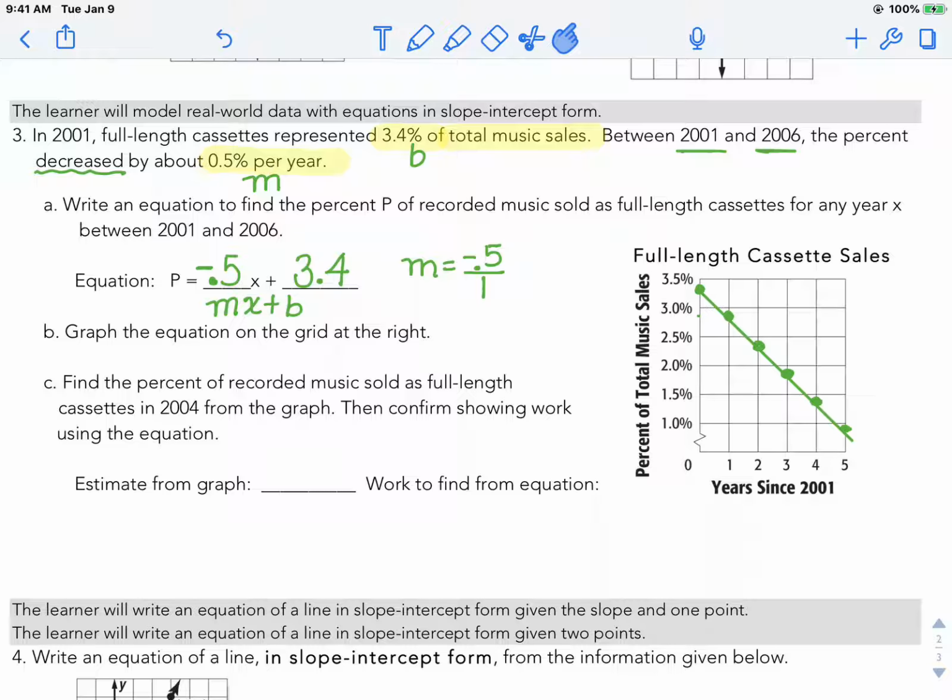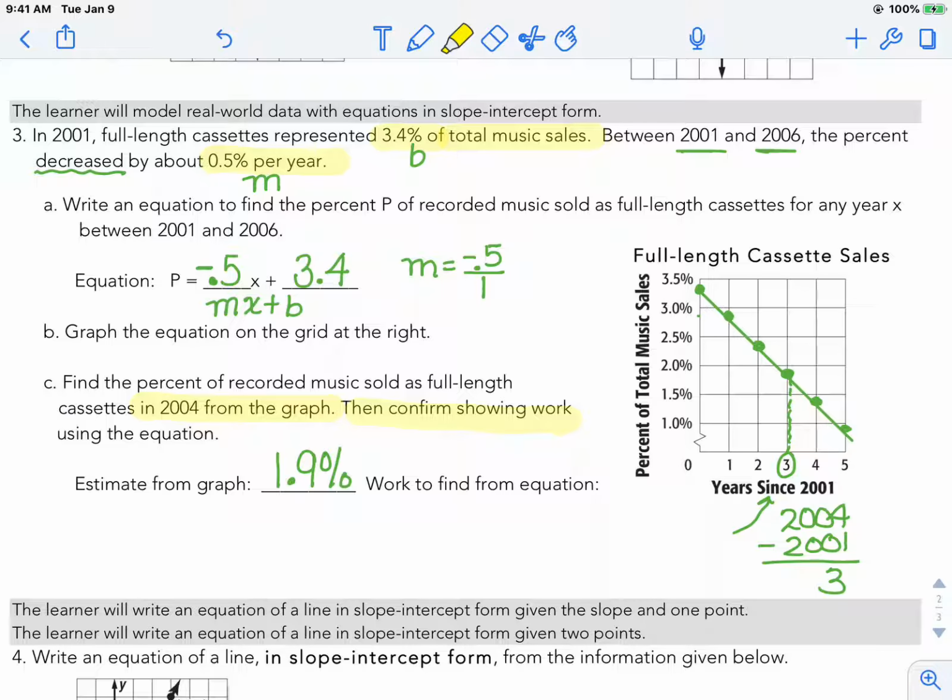Then part C. Part C, they first want me to check the graph because it says find the percent of recorded music sold as cassettes in 2004 from the graph. Now the graph nowhere here says 2004, but the bottom says years since 2001. So year 0 was 2001. So 2004 is 3 years since then. So I want to go up that line for 3 years and estimate what my cassette sales were. It's falling above 1.5, but just below 2, so my estimate is 1.9%.